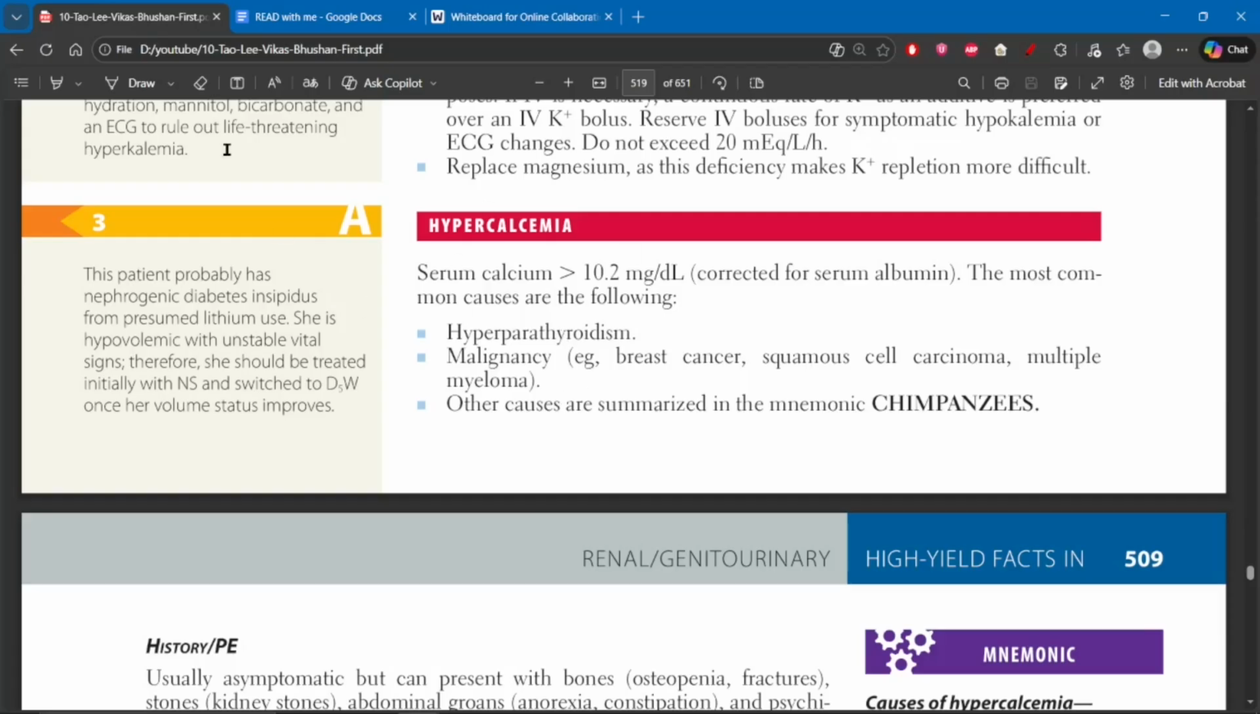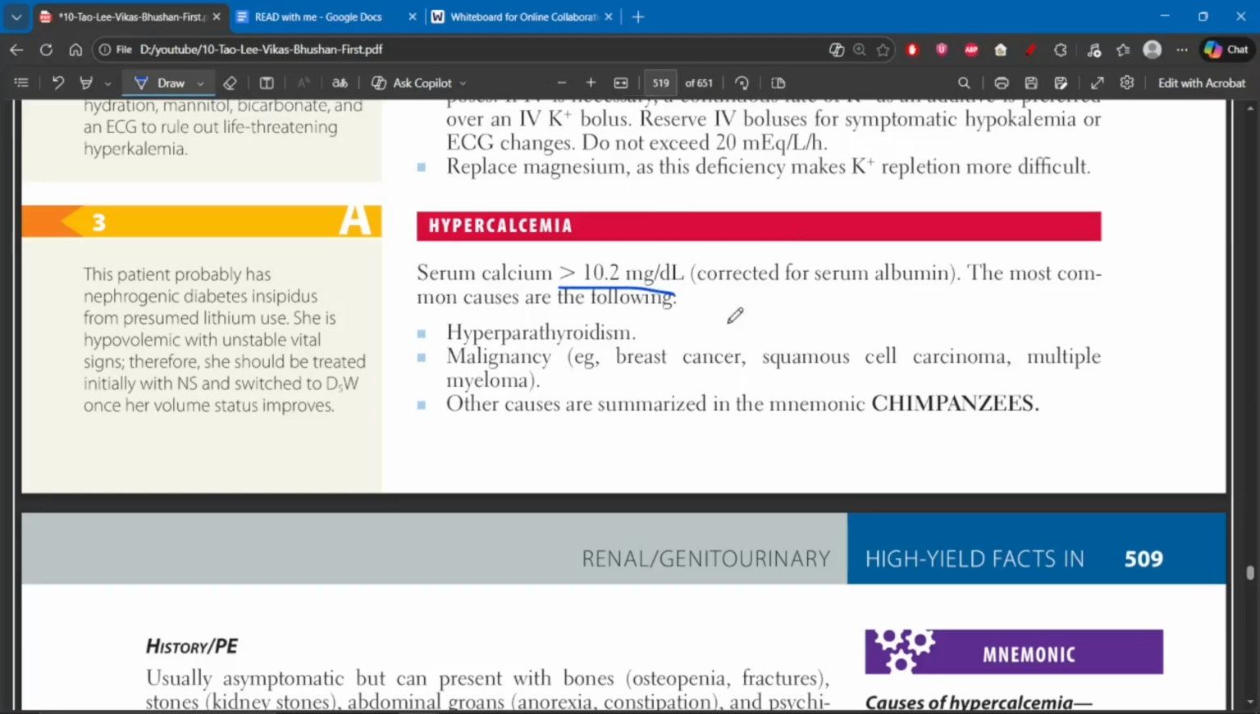Right, so starting off with hypercalcemia, and we're going to try to complete the calcium disorders in this video. So, hypercalcemia is serum calcium above 10.2 milligrams per deciliter. You should know the normal value, which is from 8 to 10.5 or 10.2. So you should know that, right?